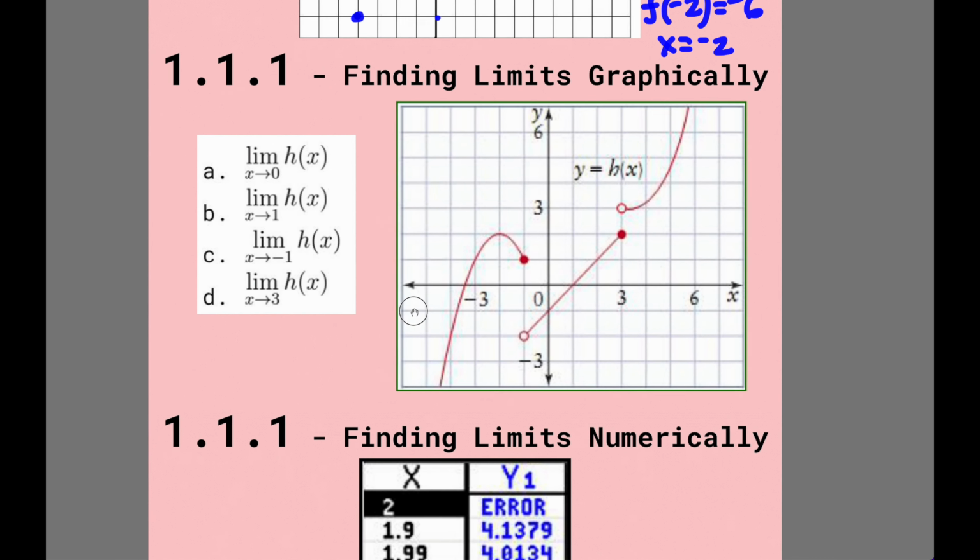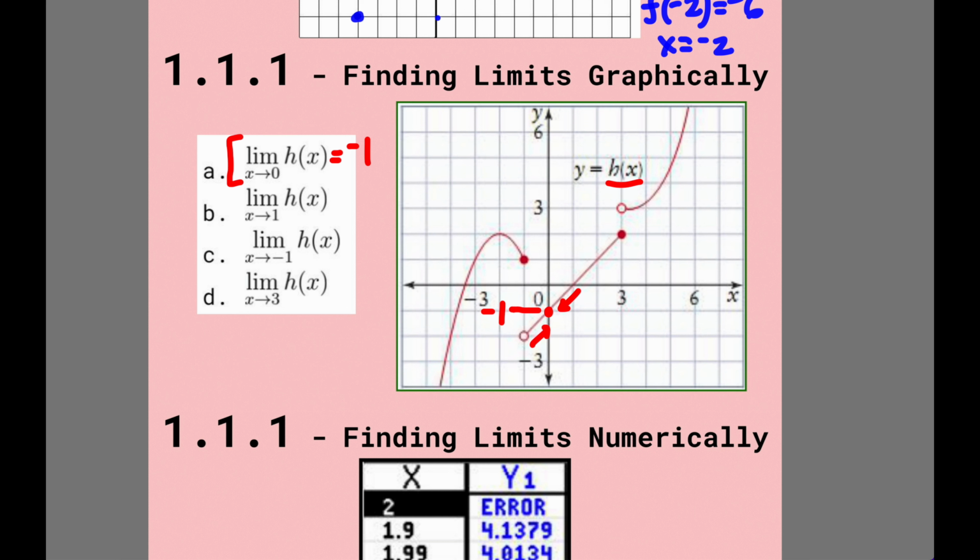Okay, we got another problem right here. Finding limits graphically. This one, A, says the limit of h of x as x approaches 0. This is defined as h of x over here. We're approaching 0. Here's x equals 0 right here. We're approaching from both sides. And the answer for this one should be negative 1, because the y value right here is negative 1.